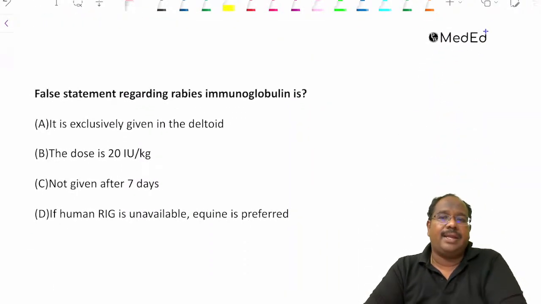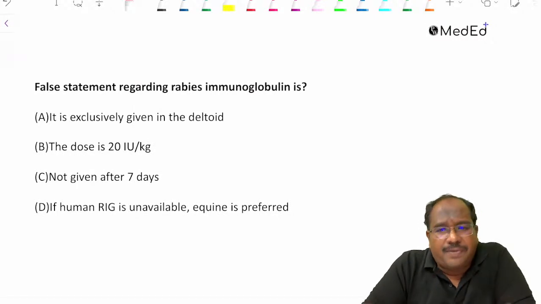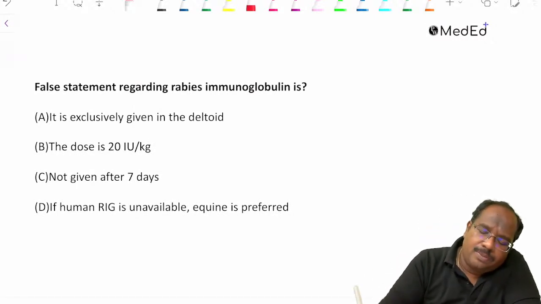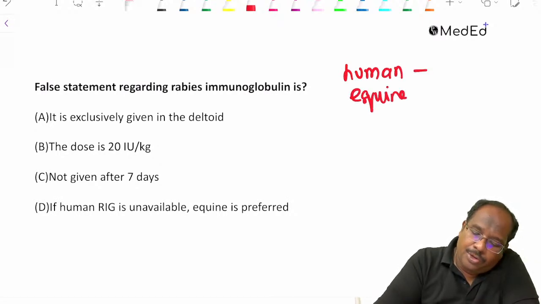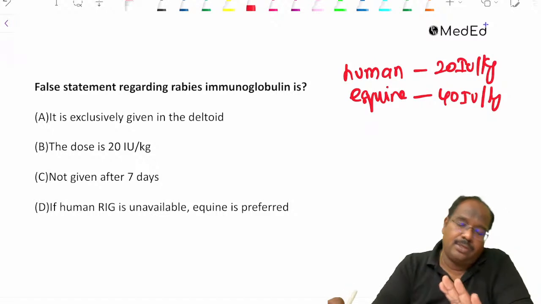False statement regarding rabies immunoglobulin. So we have these two types of immunoglobulins: human and equine. Human is 20 international units per kg. Equine is 40 international units per kg.